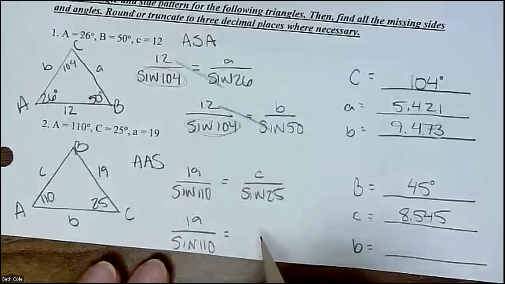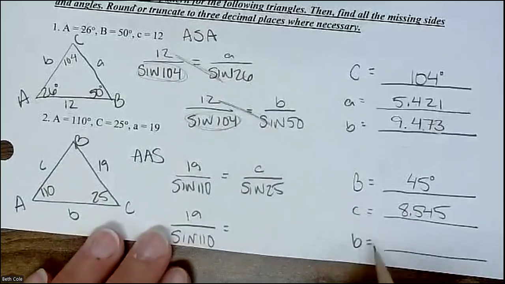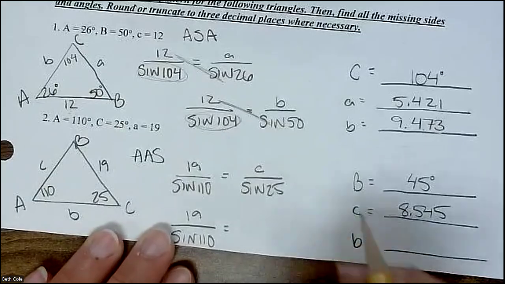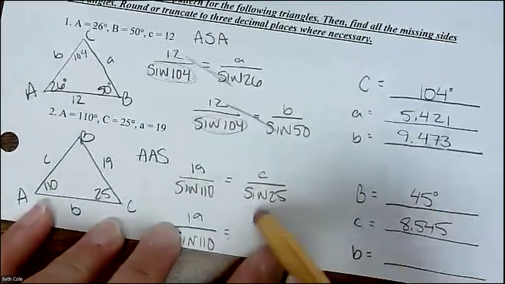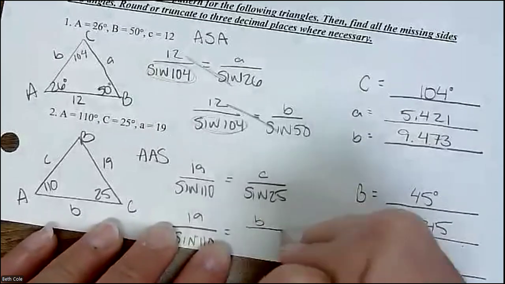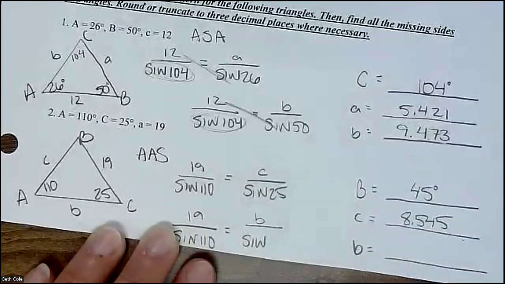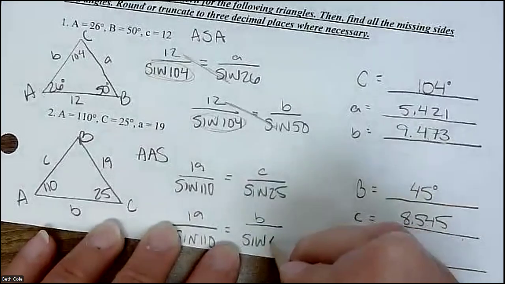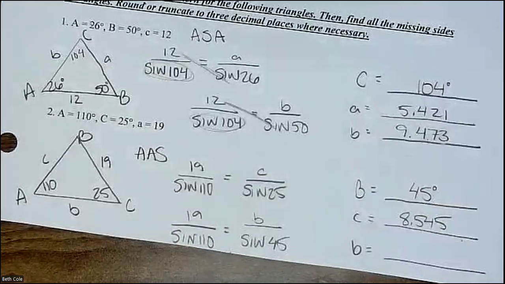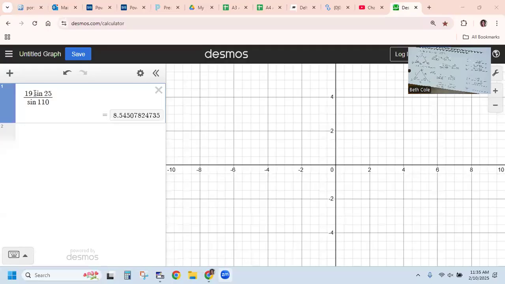And then to do the other one, what am I going to need to write? Yeah, B over sine of whatever B was. We found it right there, 45. So yeah, in my calculator, all I'm going to do is change the 25 to a 45, and we should get a bigger number, which we did, 14.297.